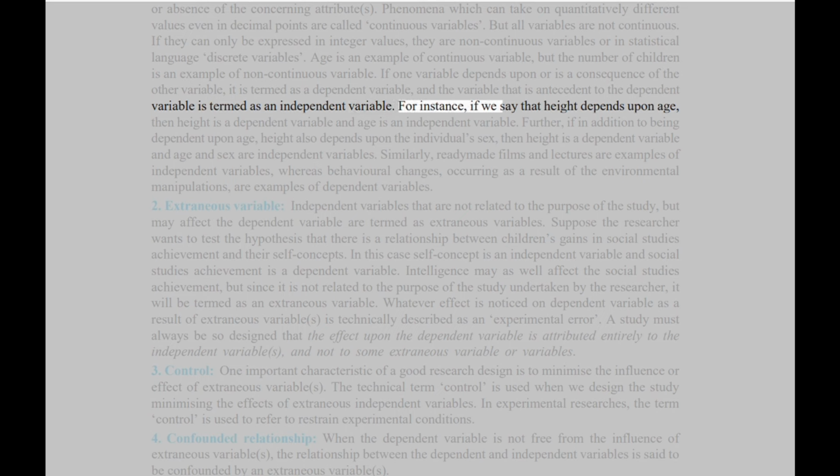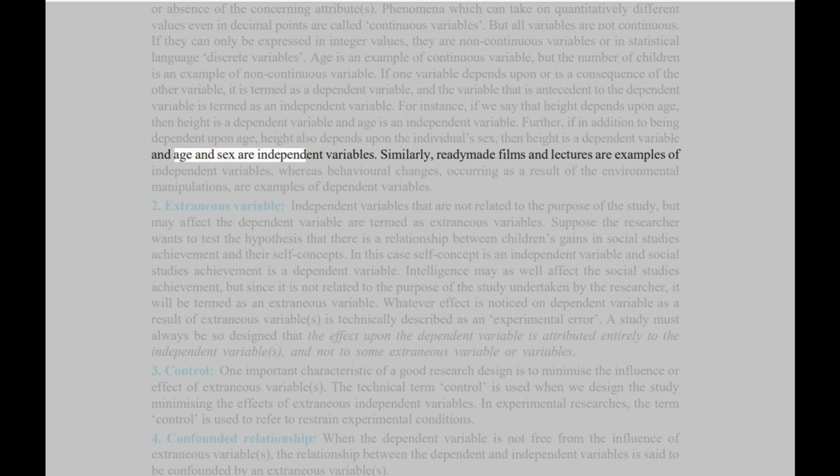For instance, if we say that height depends upon age, then height is a dependent variable and age is an independent variable. Further, if in addition to being dependent upon age, height also depends upon the individual's sex, then height is a dependent variable.